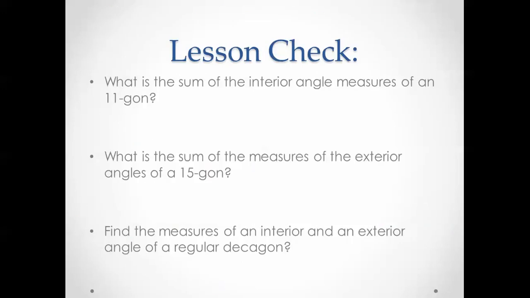All right, so let's go over everything we've talked about. What's the sum of the interior angle measures of an 11-gon? Again, we're going to use our n minus 2 times 180. 11 minus 2 times 180 gives us 1,620. What is the sum of the measures of the exterior angles of a 15-gon? Remember, exterior angles add up to 360. So in this case, we're going to go 360.